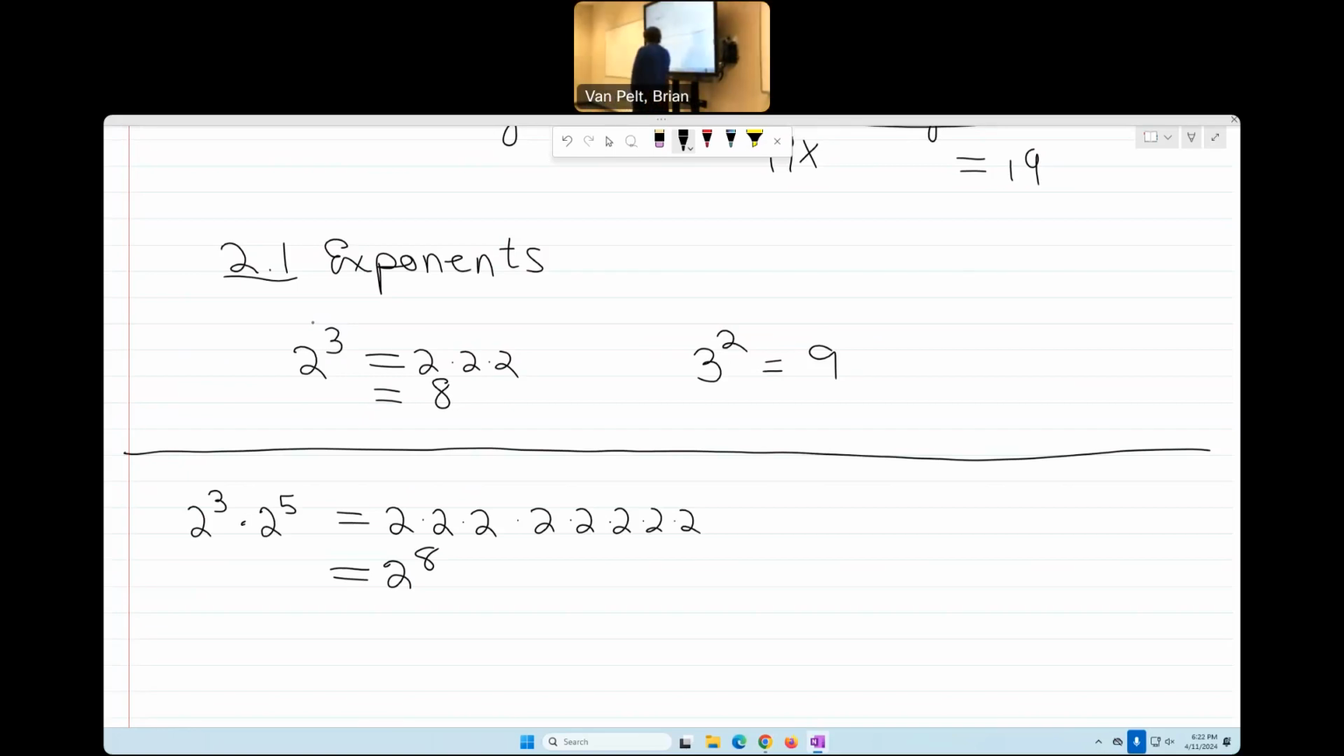I am trying to develop a rule that says if I take something to a power and the same thing to a power, what's the result? Yeah, that's exactly it. 3 plus 5 is equal to 8. You can do it right here. You've got 3 plus 5 more is 8. So the rule we're talking about here is if I have a number raised to a power and the same number raised to another power, I can add the exponents.